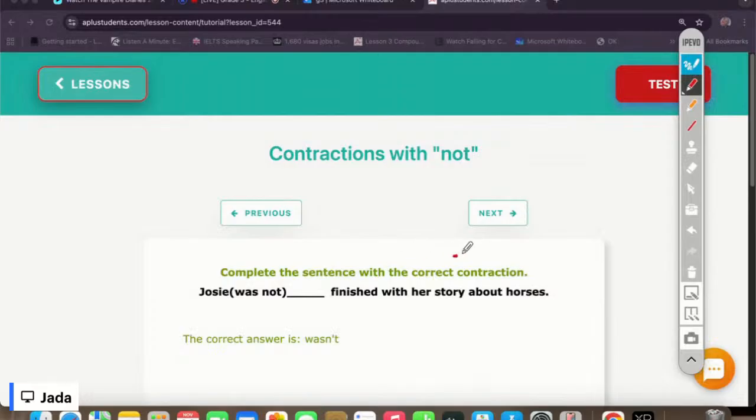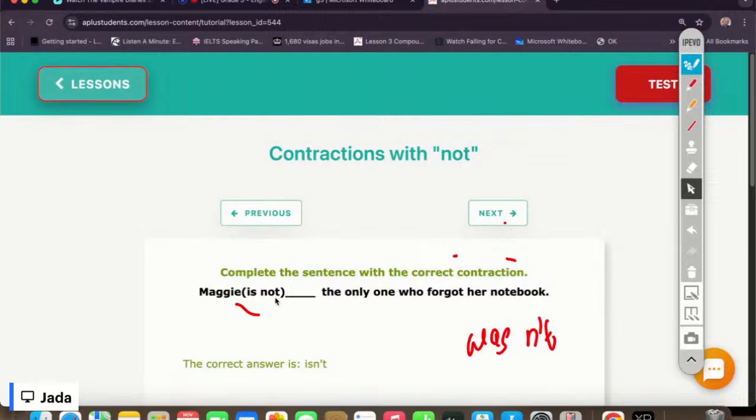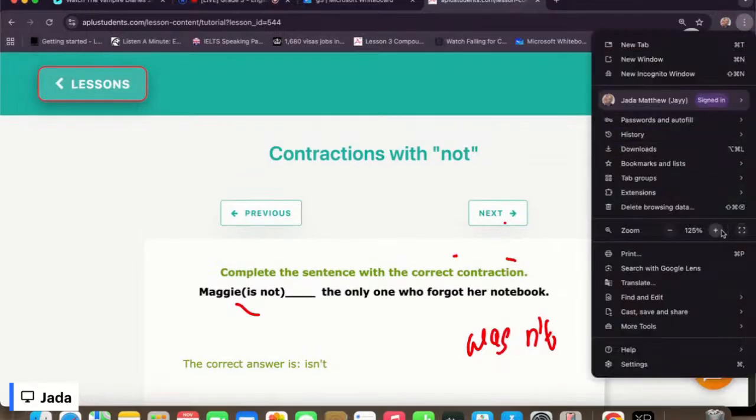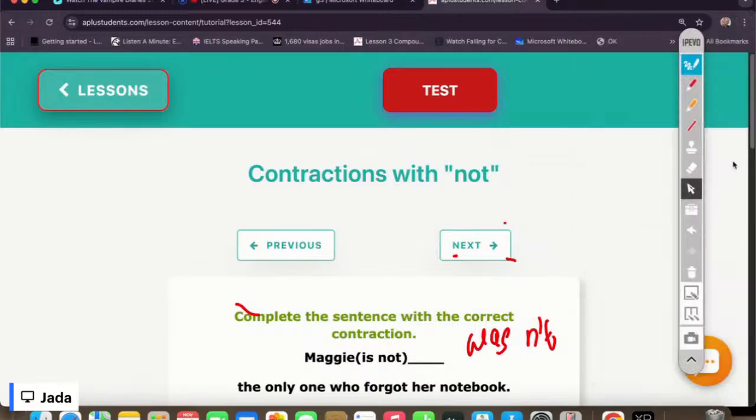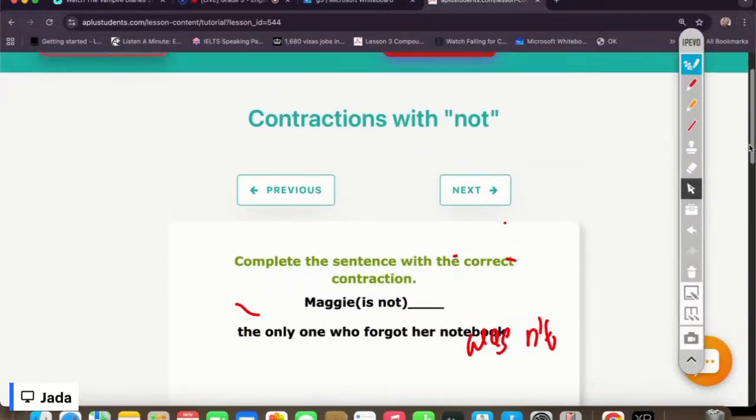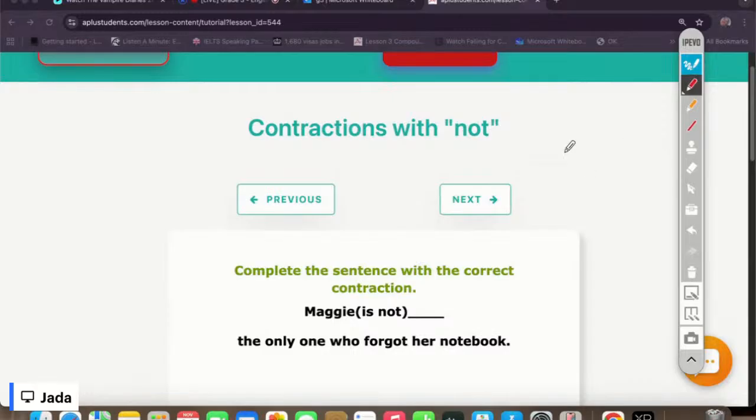So complete the sentence with the correct contraction. Josie was not dash finished with her story about horses. So we have was not, okay? So the apostrophe takes the place of the O. Then, Maggie is not the only one who forgot her notebook. So can you tell me what is the contraction of is not? Okay. So send on the chat, let's see. Write the contraction and let's see.